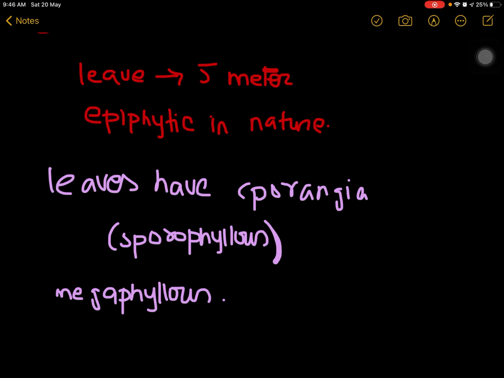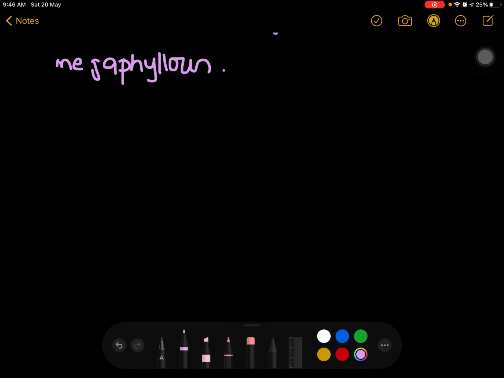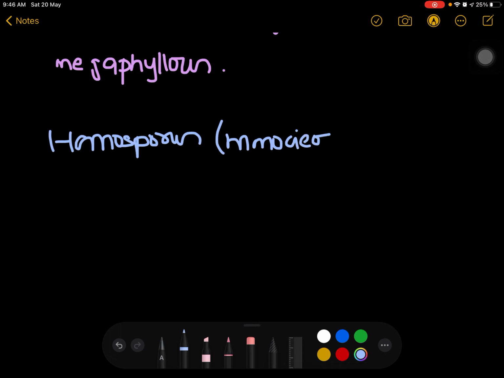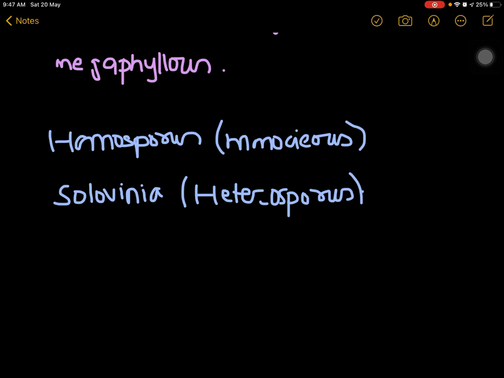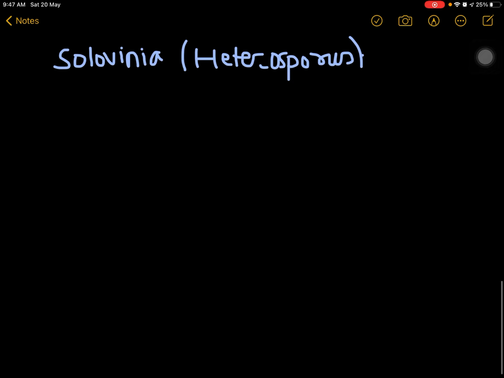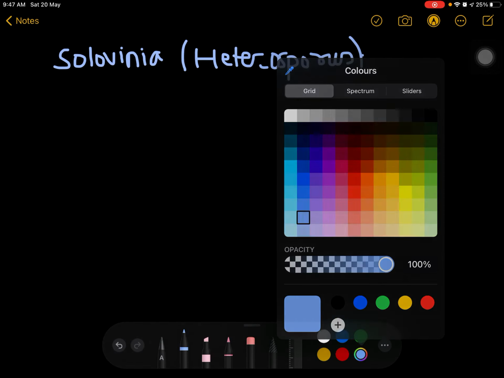Basically, they are generally homosporous, so it means they will be monoecious, right? But there are certain exceptions like Salvinia. It's a species that is basically heterosporous.